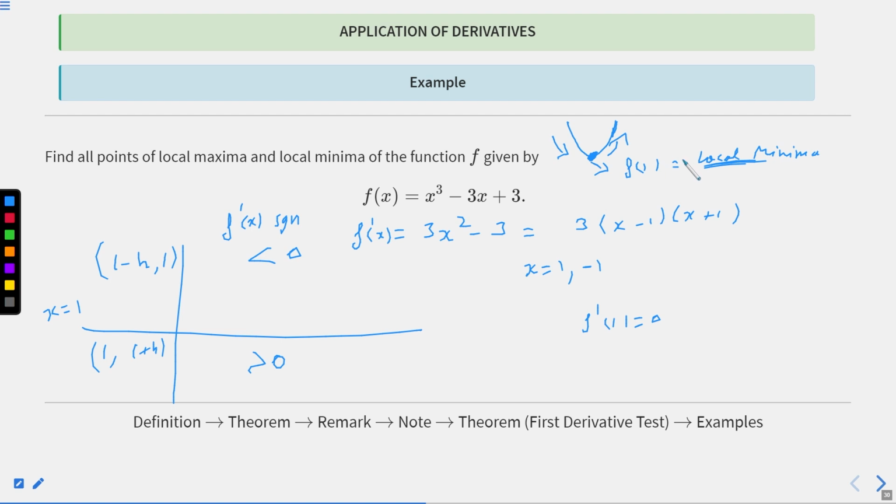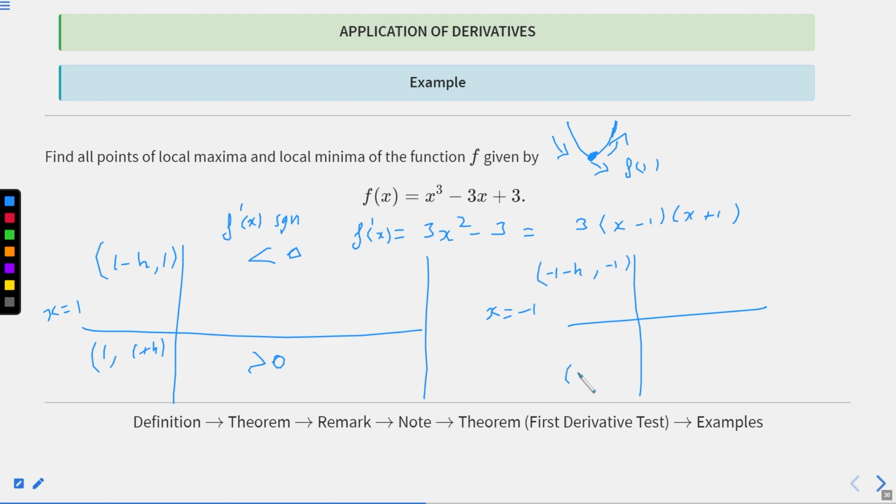Okay, now we'll do it for x equals minus 1. For x equals minus 1, the intervals will be minus 1 minus h till minus 1, and minus 1 to minus 1 plus h. Clear?